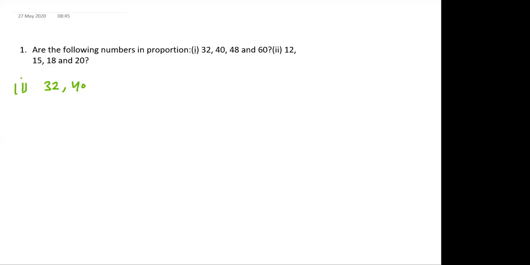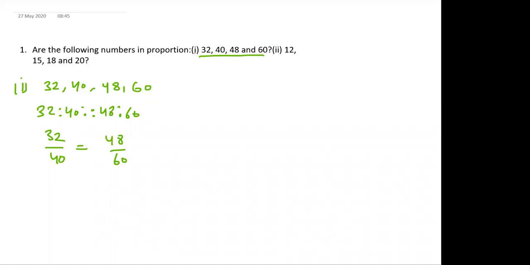First question says, are the following numbers in proportion? 32, 40, 48 and 60. We have to check if 32, 40, 48 and 60 are in proportion. So how are we going to check? First of all, write all the four numbers in proportion: 32 ratio 40 proportion 48 ratio 60. So you can write 32 upon 40 is equal to 48 upon 60.